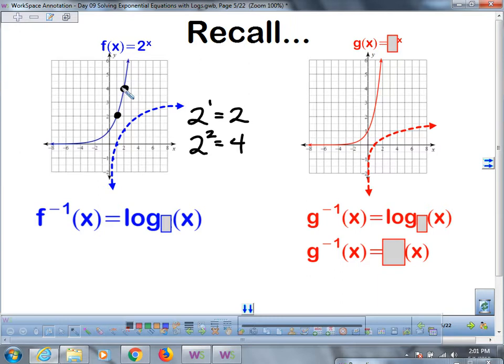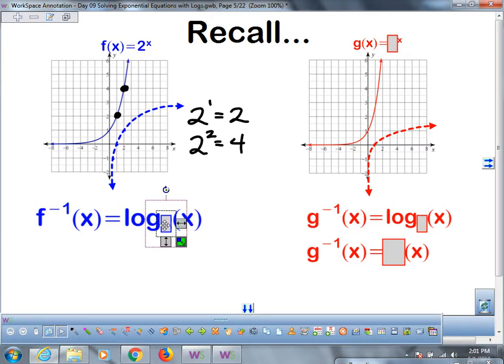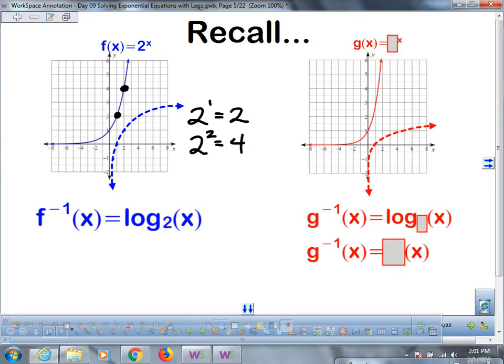So now the dashed line is the inverse of that. That's the logarithmic function. So it also has a base of 2. It has to, right? Now look at this one over here. If I put in 1, I get something. So what do you think this base is?